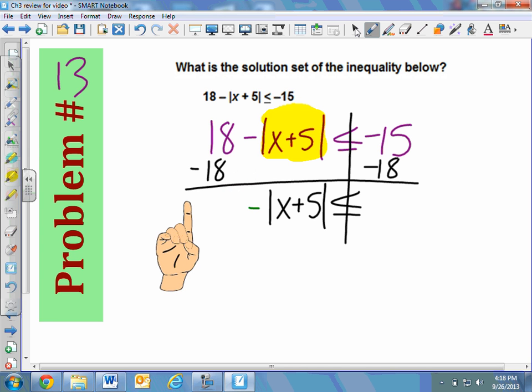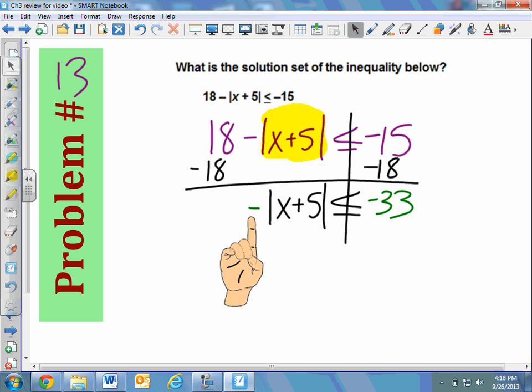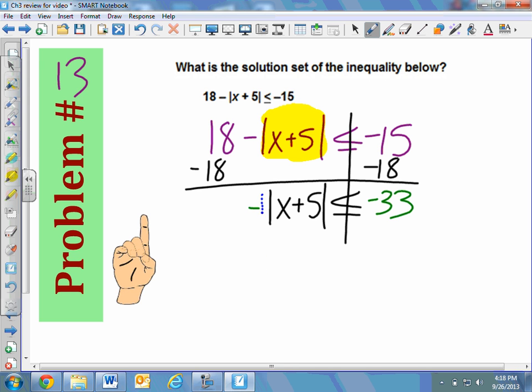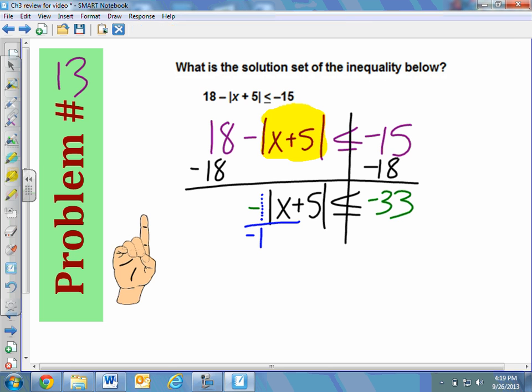Over here, you should have negative 33. All right? And now what we're going to do is, guess what you got to do? Got to get rid of that sign. Get rid of it. Remember, that's like a negative 1. I need to get rid of that negative 1 right there. And that's like multiplying right there with the absolute value. So get rid of it by dividing by negative 1. So I'm going to do that.